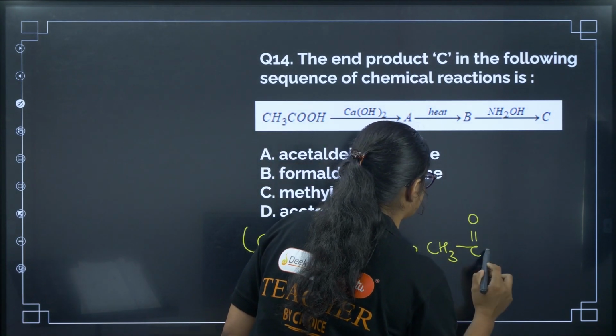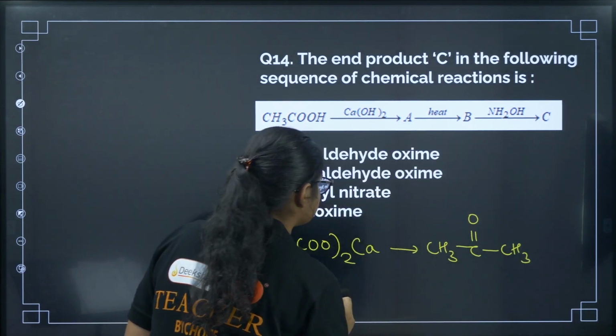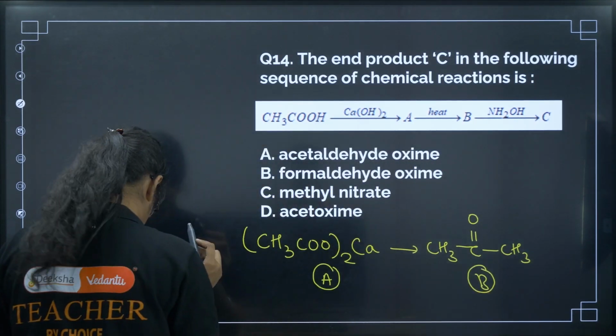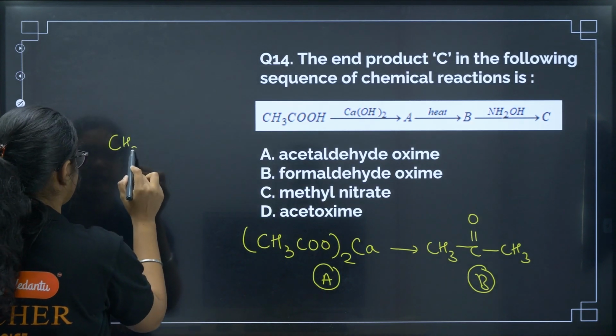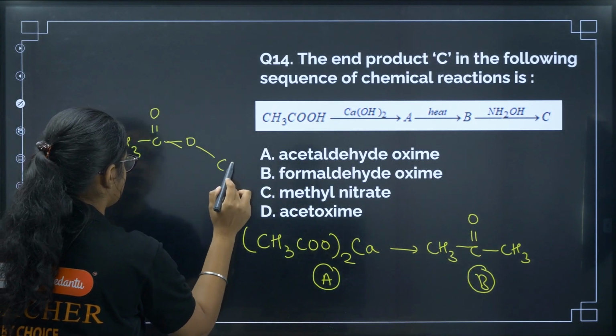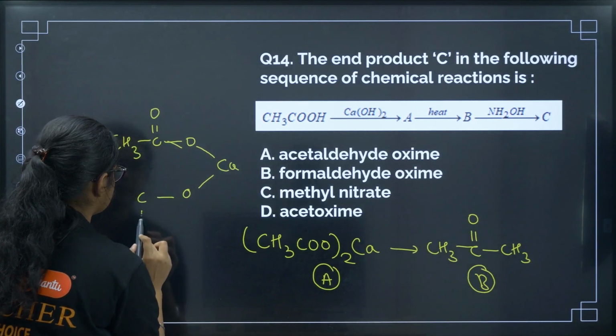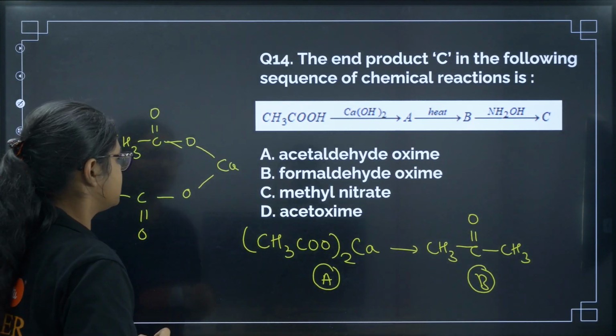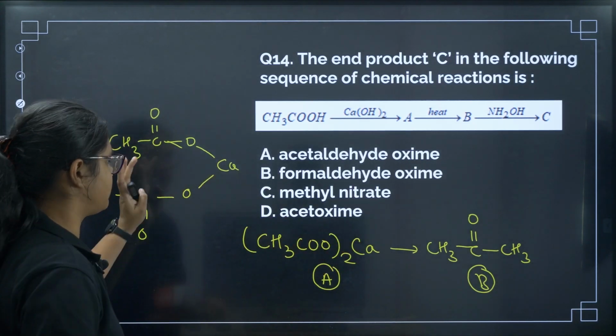So this is where your acetone will be formed. That is option A and this is B, right? Here you can see the structure: CH3, C double bond O, then CH3. Okay, so now what happens? This one will give you acetone after breakage, after you heat it.